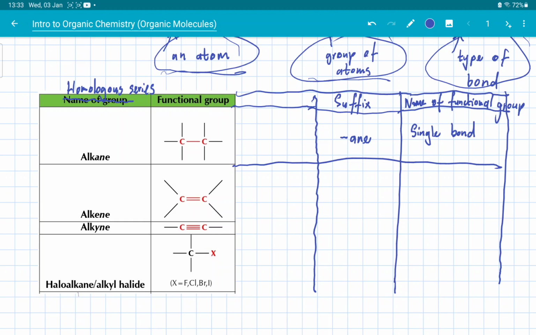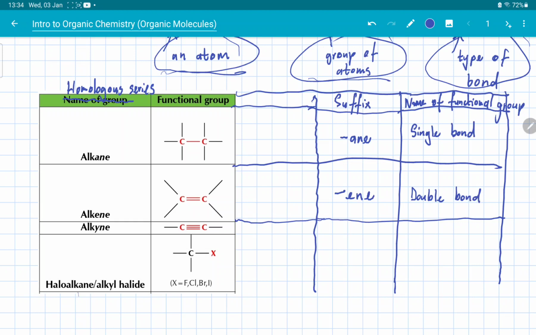Now we have alkenes. Alkenes end with the suffix E, N, E. And then, what is the name of their functional group? That type of bond between carbon atoms is a double bond. So it's going to be called a double bond.